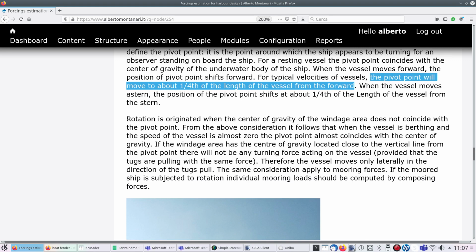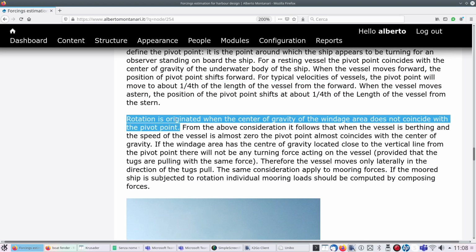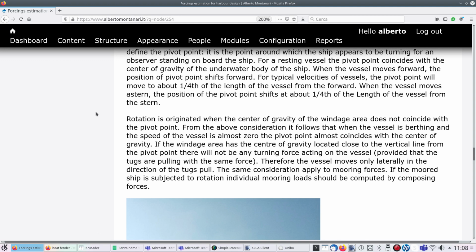So, rotation, as I said, is originated when the center of gravity of the windage area does not coincide with the pivot point. So, if you know the center of gravity of the windage area, which is typically the area above water, and you know the center of gravity of the underwater body of the ship, you can estimate the moment of rotation because you can see whether the wind force is aligned with the pivot point, and therefore you don't have any rotation. Conversely, as it often happens, if you have the center of gravity of the windage area that is not aligned with the center of gravity of the underwater body of the ship, you have also a rotation.